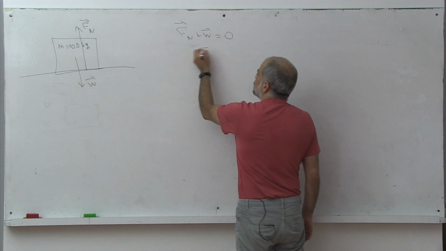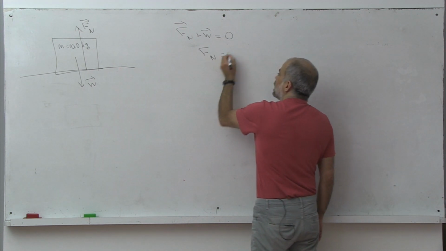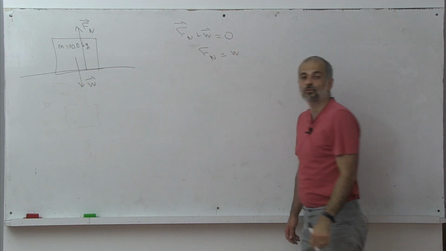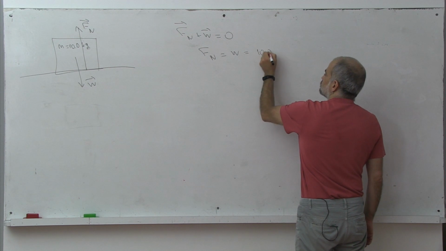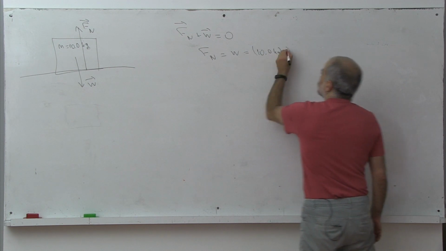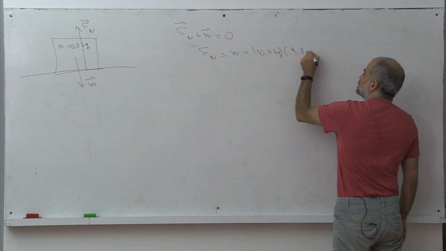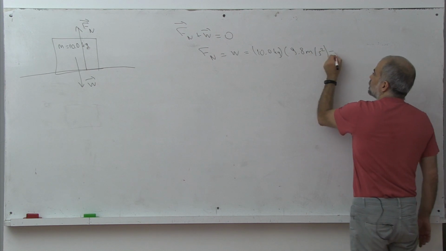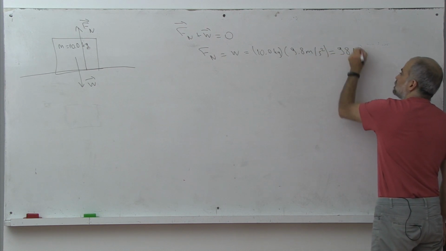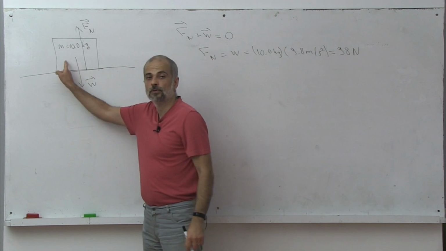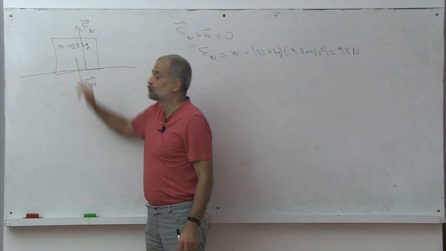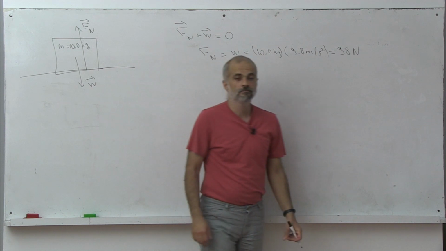But this tells me that the normal force has a magnitude equal to the weight of the object, which is 10 kilograms multiplied by 9.8 meters per second squared, or 98 newtons. So in this case, the normal force acting on the block by our table is just 98 newtons.